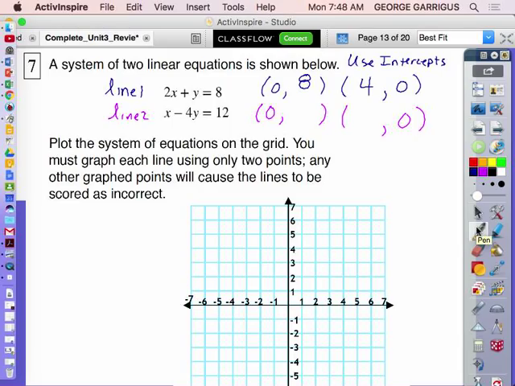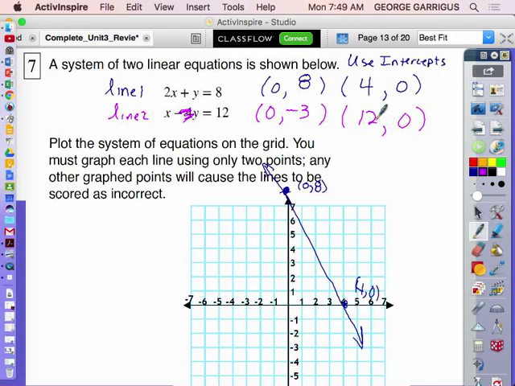If I put a point at 0, 8, which is up here, and a point at 4, 0, and graph that line, that's line 1. Now I'll do the same thing for the other. If I make x 0, I get -4y equals 12, so if I divide by -4, y has to be -3. And if I make y 0, x equals 12.